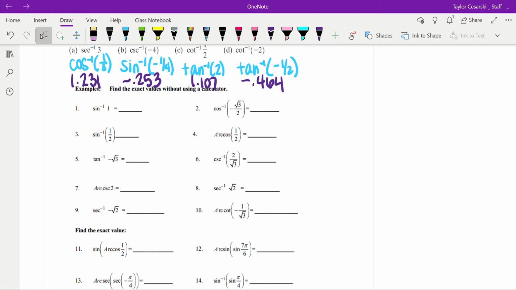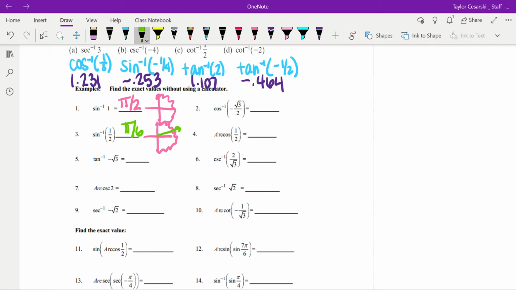All right, so these are going to be without a calculator. So sine inverse of 1. So I'm going to sketch out my unit circle. Where does sine equal 1 between those two values? That's going to be up at the top of my unit circle, which is at pi over 2. All right, we just did this example here. Sine inverse of 1/2. Well, 1/2 is right there on my unit circle, and so that is going to be at pi over 6.